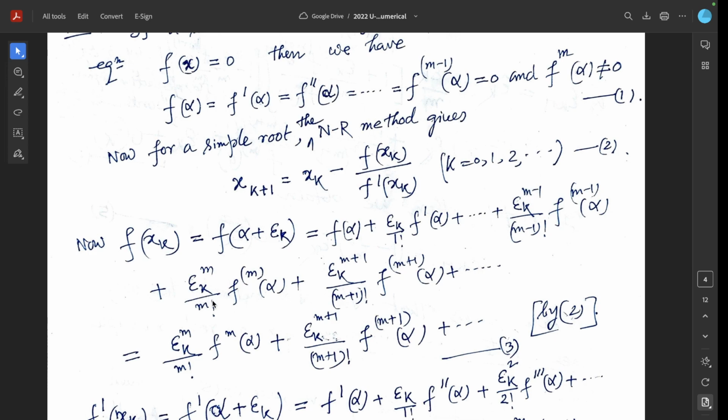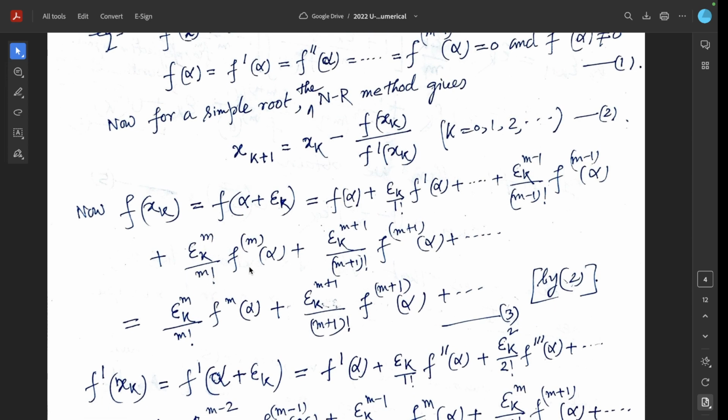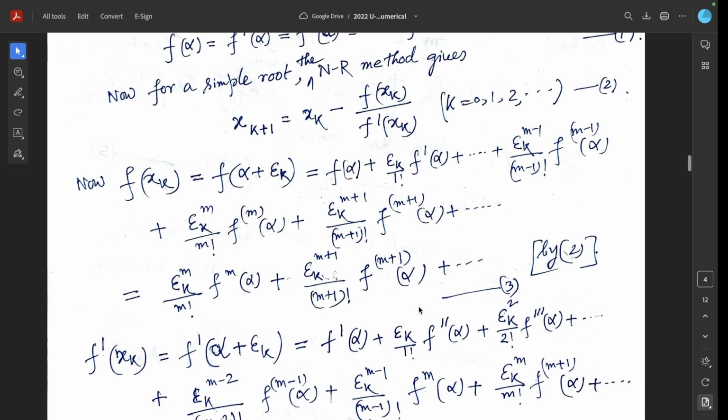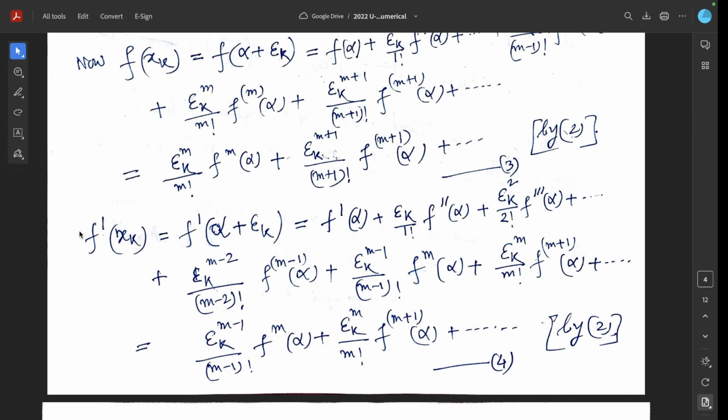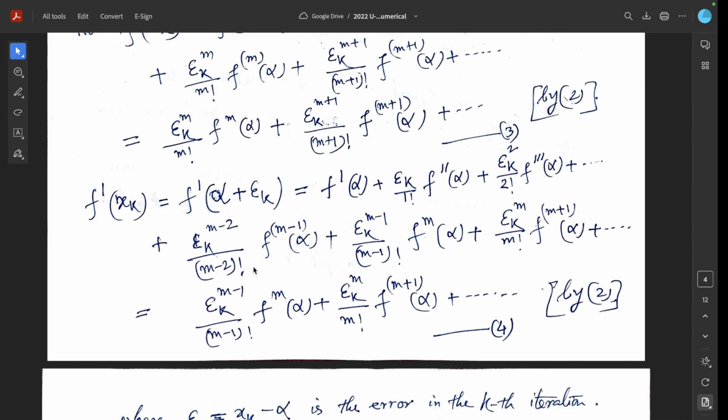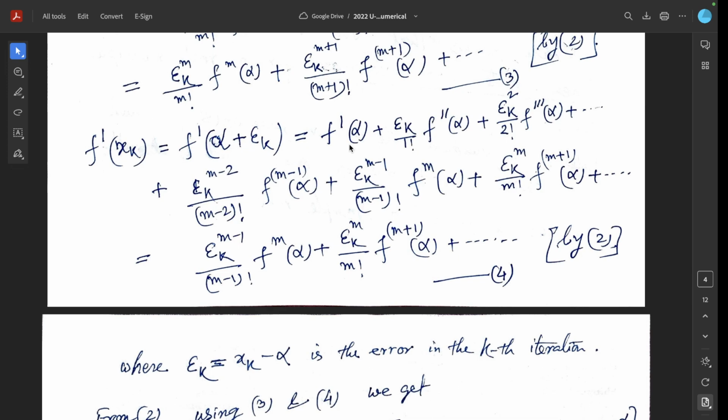So we get only epsilon k to the power m by m factorial times the mth derivative at alpha, and epsilon k to the power m plus 1 by (m plus 1) factorial times the (m plus 1)th derivative at alpha, and so on. Similarly, we can find f dash x k equal to this, because f dash alpha, f double dash alpha, f triple dash alpha, and the (m minus 1)th derivative at alpha all vanish. So we get epsilon k to the power m minus 1 by (m minus 1) factorial times f m alpha, and so on.